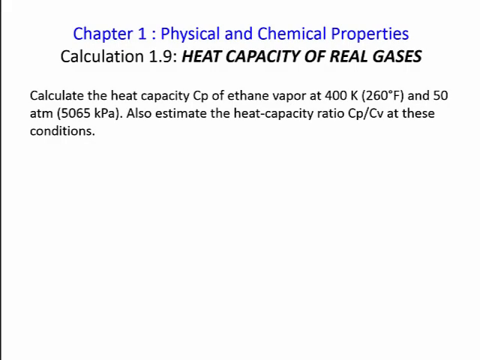Calculation 9 in Chapter 1, Heat Capacity of Real Gases. Calculate the heat capacity Cp of ethane vapor at 400 degrees Kelvin and 50 atmosphere. Also estimate the heat capacity ratio Cp over Cv at these conditions.